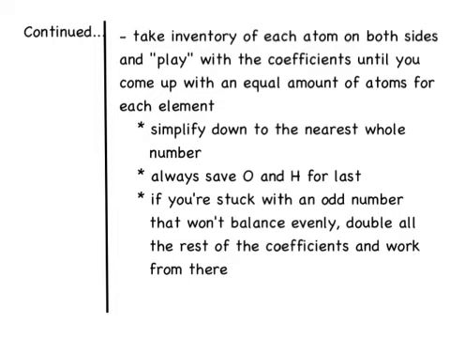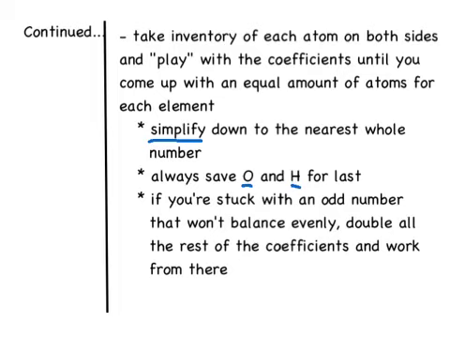Now, once you get the numbers, you want to always simplify down to the nearest whole number. So, if all of the coefficients that you figure out can be divided by 2, then divide by 2 and simplify down to the nearest whole number. Another trick is to save the oxygen and hydrogens for last. Okay, those are usually the hardest to do, so save them for last.